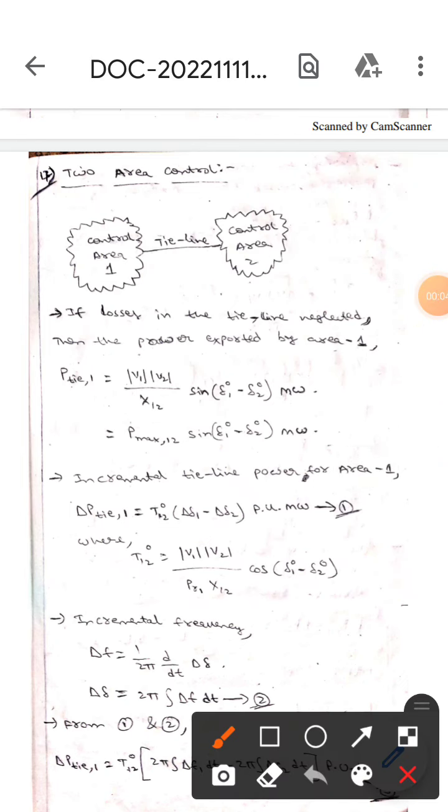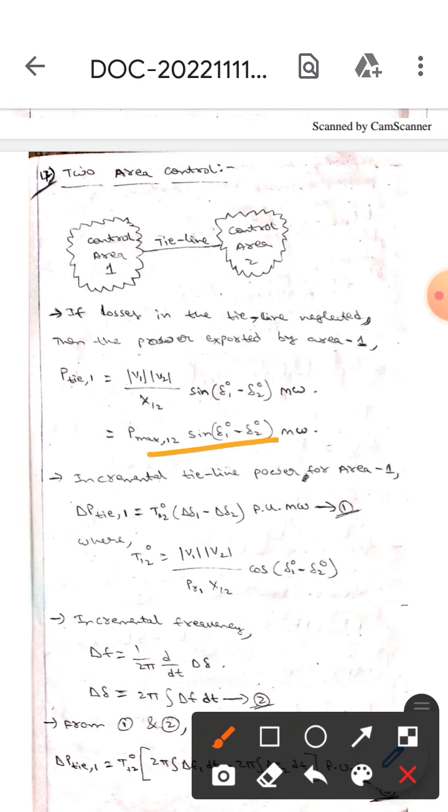Today we are here to discuss two-area control. If you observe here, this is control area 1, this is control area 2, this is the tie line. If losses on the tie line are neglected, then the power exported by area 1 is P_tie,1 equals modulus of V1 V2 by X12 into sin(delta1_0 minus delta2_0) MW.